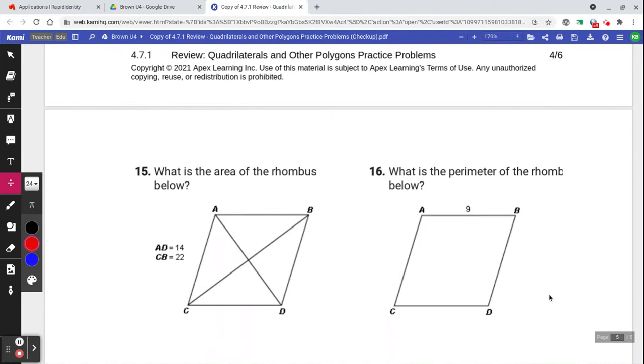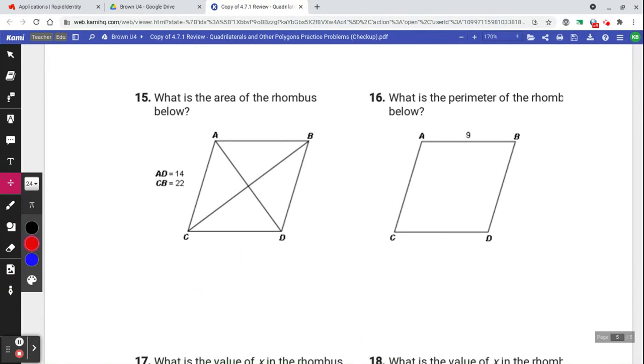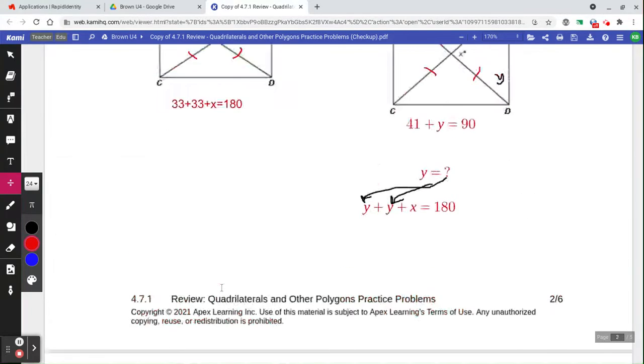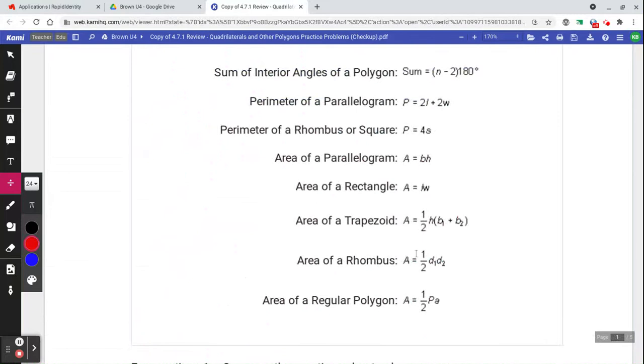Alrighty, 15 is what I'm going to do next. This one is the area of the rhombus. And again, when I originally started to do this, I did some complicated work, but stop, don't make it too difficult like I did. The area of the rhombus is right here.